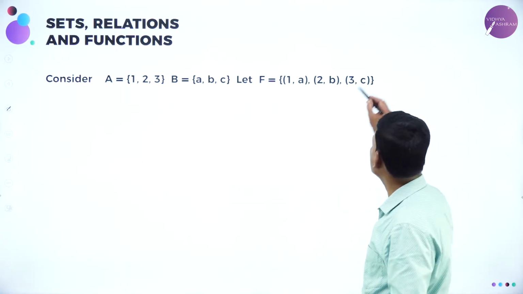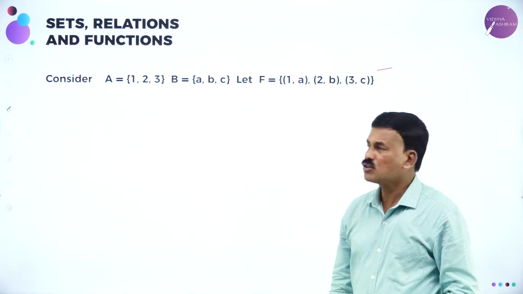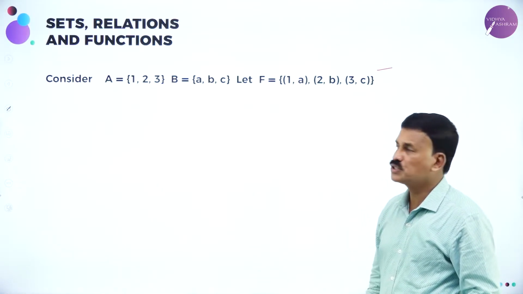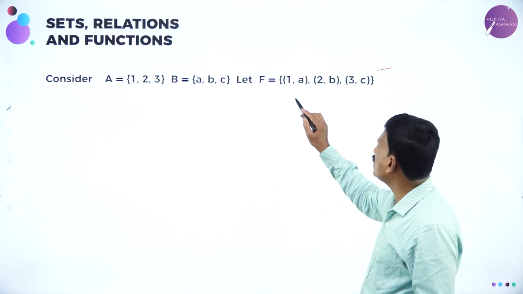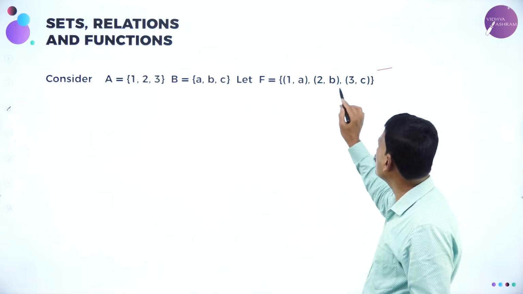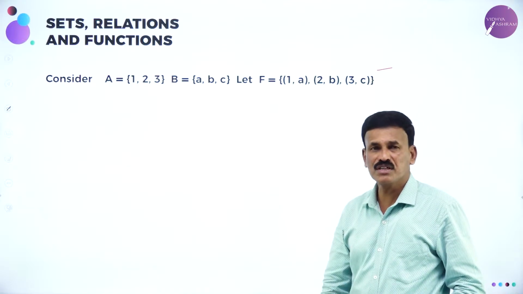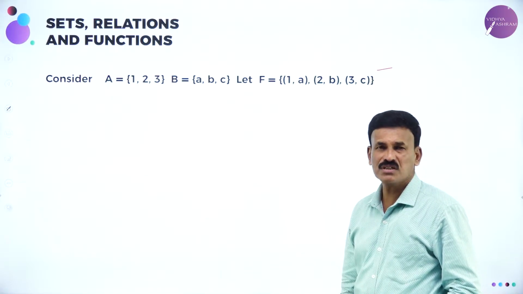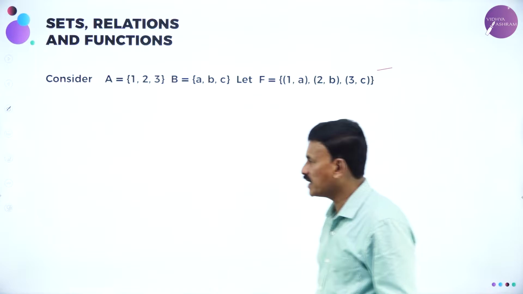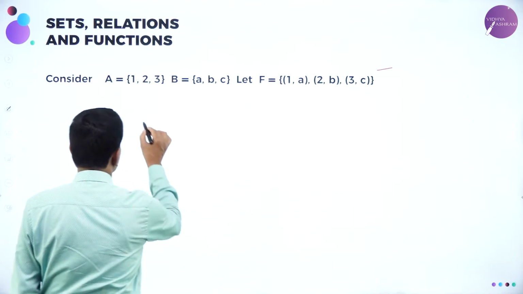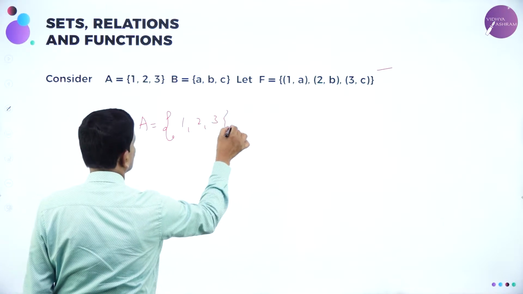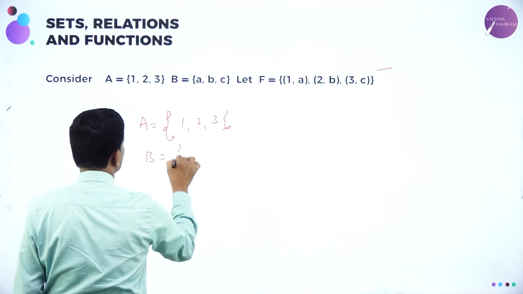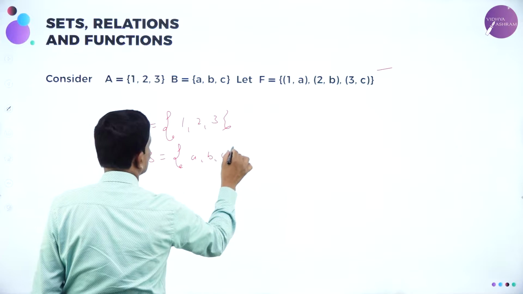Now let us consider one small example. If A is equal to {1, 2, 3}, B contains a, b, c, and let the function be defined by f = {(1, a), (2, b), (3, c)}. Now let us verify whether this is a function or not by indicating it through an arrow diagram. Now let us represent what is given here. A is equal to {1, 2, 3}. Another set B is given, B is equal to {a, b, c}.